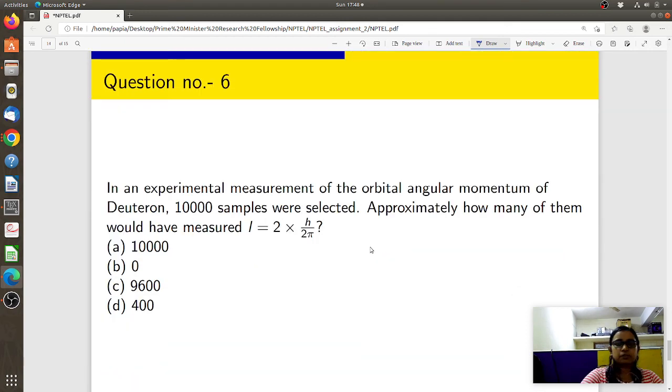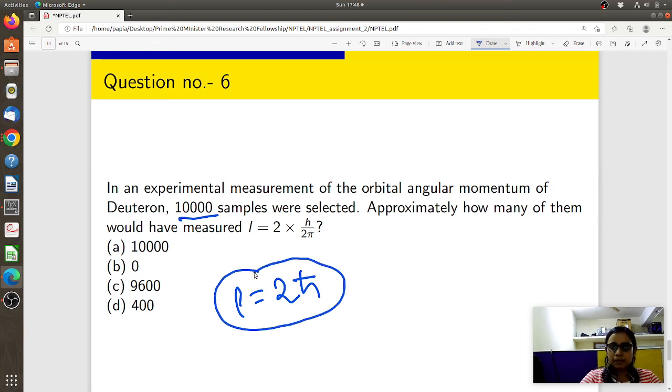Okay, now coming to question number 6. It says that in an experimental measurement of the orbital angular momentum of deuterium, 10,000 samples were selected, and approximately how many of them would have measured L equals 2 times h by 2 pi. Basically L equals 2 h by 2 pi means L equals 2 h bar. So the question is that we have 10,000 samples. Among the 10,000 samples, how many have L equals 2 h bar orbital angular momentum.